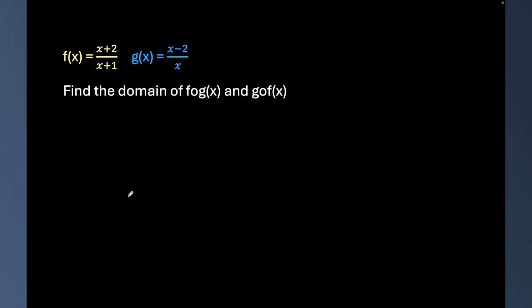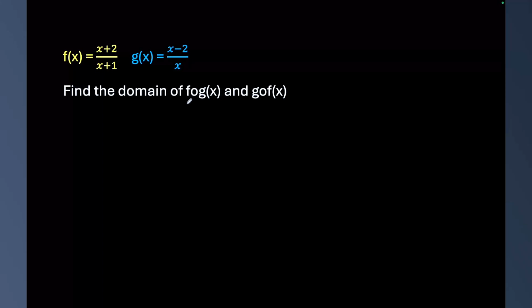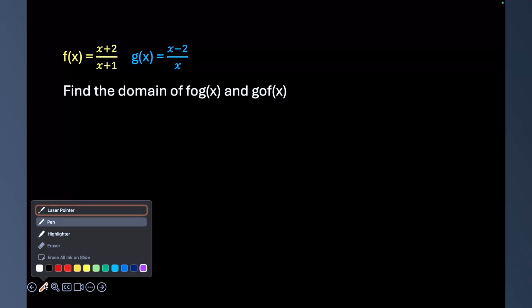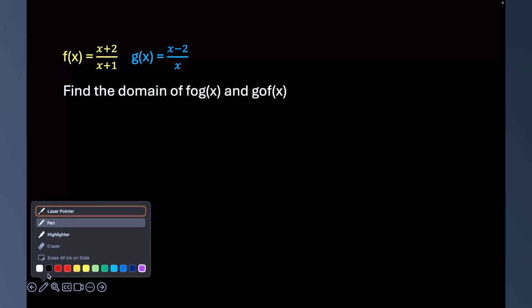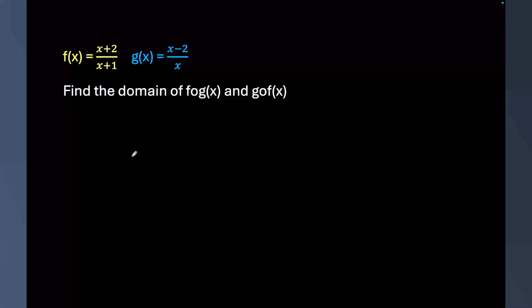Okay, so we have to find the domain of f of g of x and g of f of x. Okay, so this is a reciprocal function. And if you don't understand how this function is working and certain nuances of this function, I highly suggest that you take a look at my previous videos where I've gone in depth and explained these functions. Okay, so anyways, let's start with f of g of x, okay? So f of g of x.